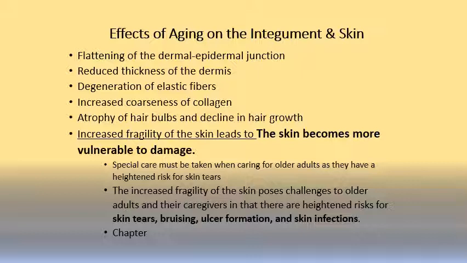There is also an increase in coarseness of the collagen, so the collagen will be harder. There is atrophy of hair bulbs and decline in hair growth, and that's why you will see a lot of hair falling from older adults, or you will see them with a lower hair count.